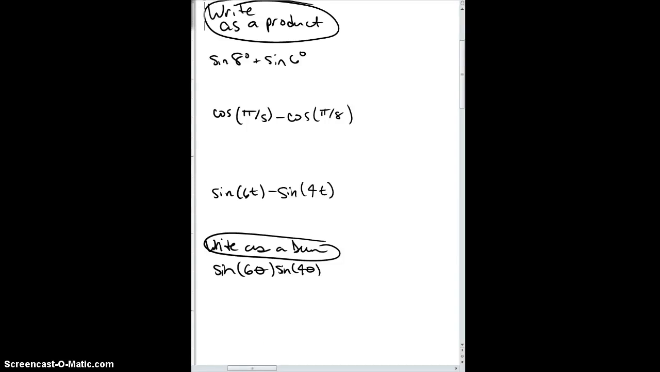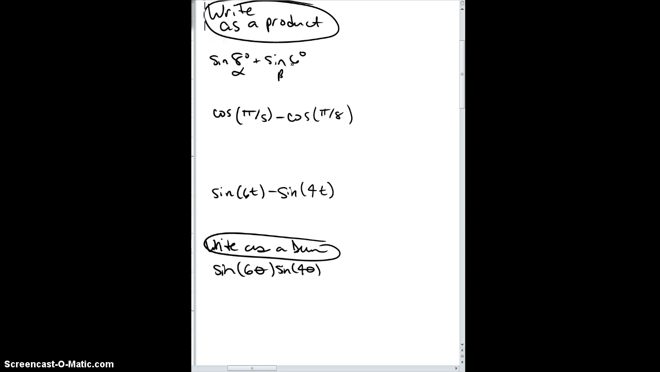Okay, so here's some other problems that we can use these trig identities to help solve. If you look at this one, it is a sum, and so I want it to go into a product form. And so I'm going to use a formula like sine of alpha. Sine, this is going to be my alpha and my beta.